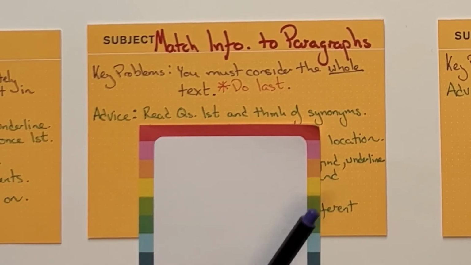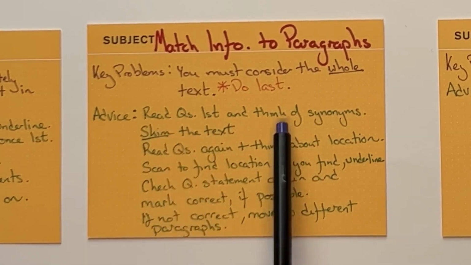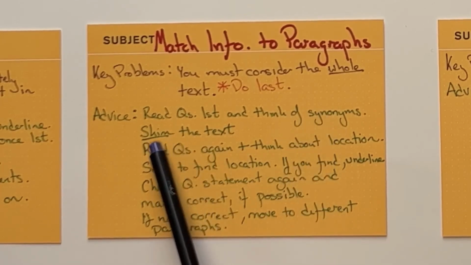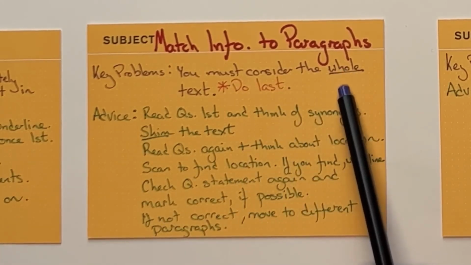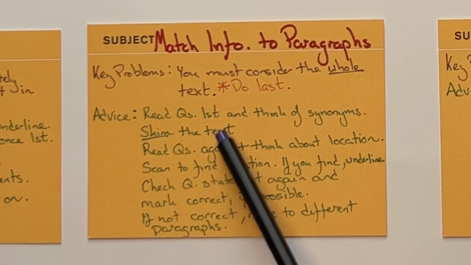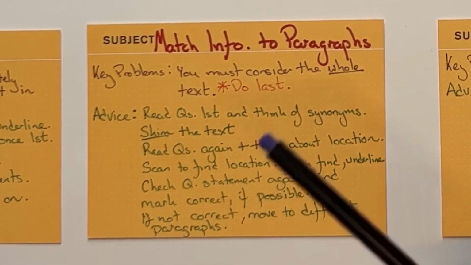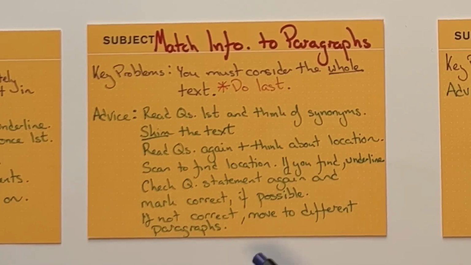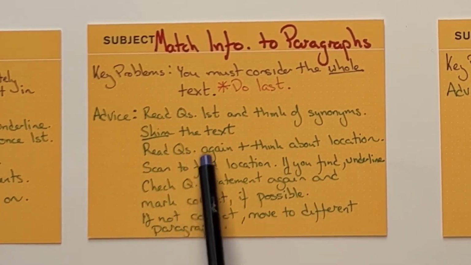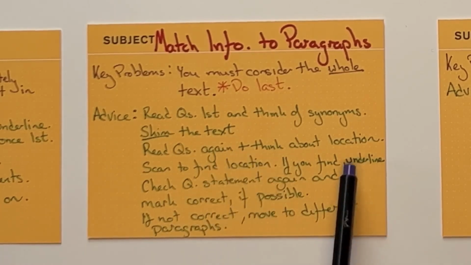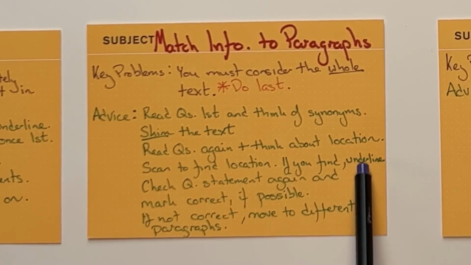My advice, read the questions first and think of synonyms. Again, understand the questions, think of synonyms, because this is going to help you later on. Skim the text first. You have a huge amount of information to consume, so it is a good idea, even if you're doing this question last, to read the whole text quickly to understand it. Then read the questions again and think about location. So you've read the questions, you understand them, you've skimmed the text, then you're going to go back to the questions, and some of the locations will already be very, very obvious to you. And that will help you scan to find the location. And if you find the location, underline it.